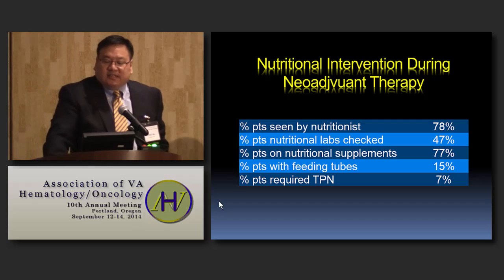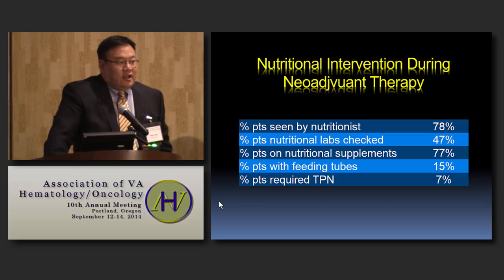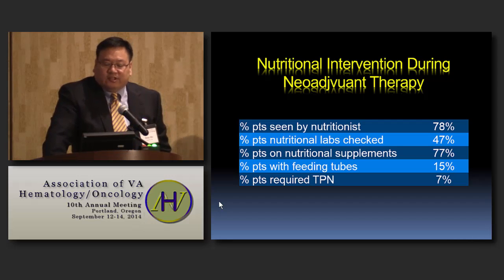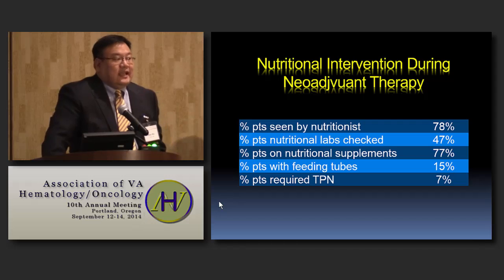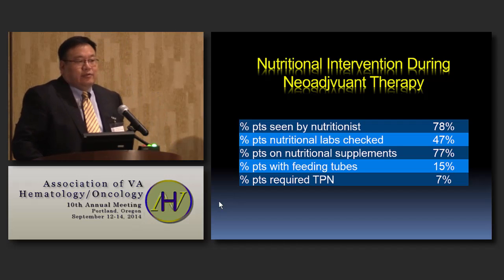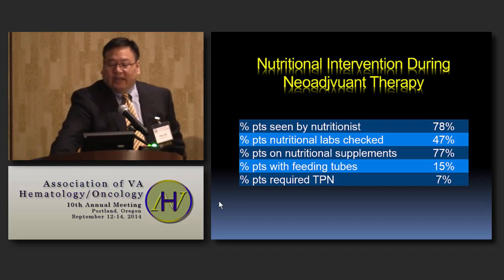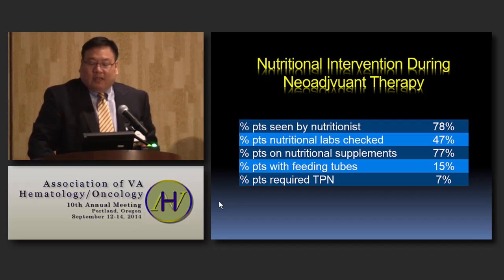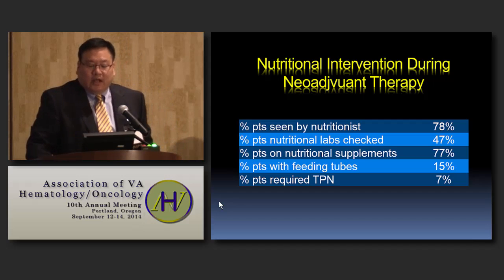And this was enlightening and sobering at the same time. Only 78% of patients, despite the widespread occurrence of nutritional deficiencies, were actually seen by nutritionists. Less than half of patients had nutritional labs checked a single time during the course of their 5 weeks of chemotherapy radiation. A quarter of patients were not provided nutritional supplements. Only 15% actually had feeding tubes placed.